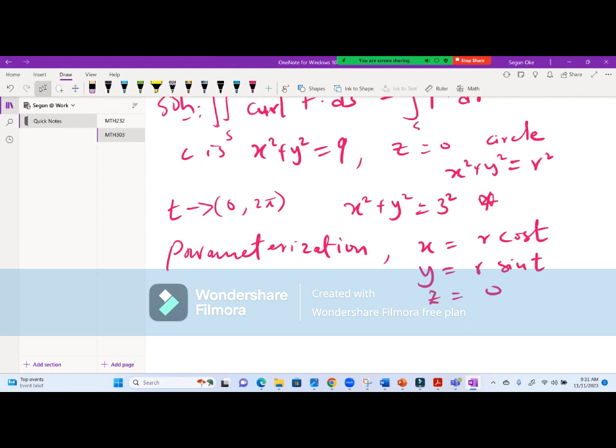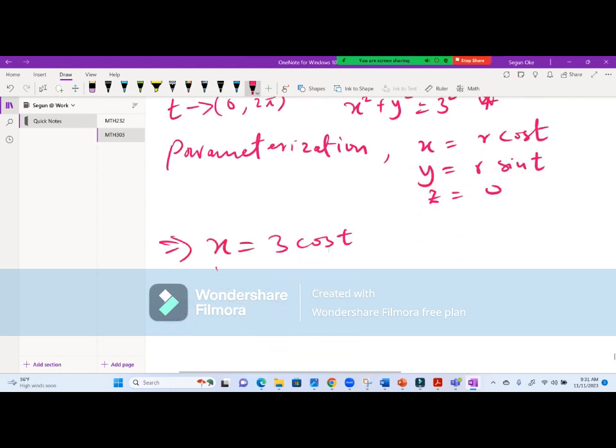I need a response, please. Our R is 3. R is 3. So we can now write it this way: x equals 3 cos t. Do you agree with me? Then my y equals 3 sin t, and my z equals 0.